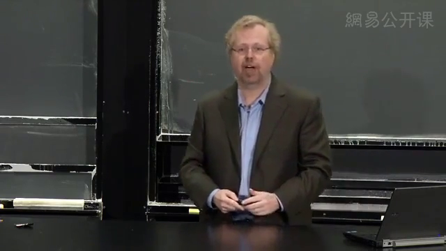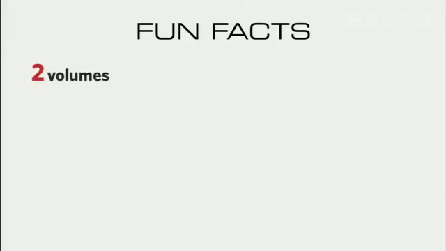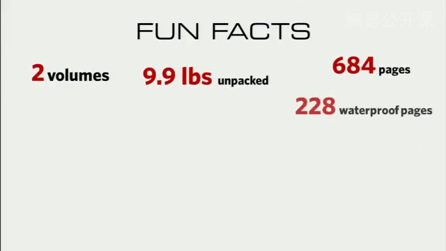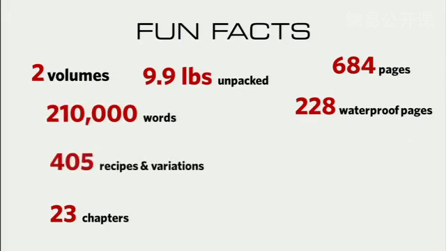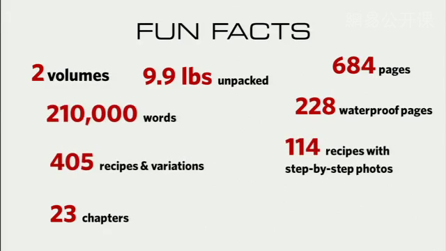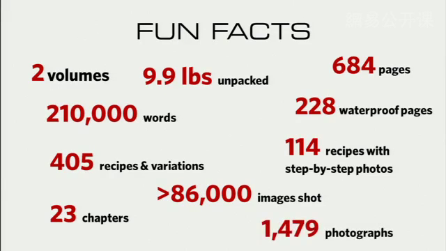So here are some fun facts about the new cookbook. 2 volumes, 9.9 pounds unpacked, 684 pages, 228 of which are waterproof, 23 chapters, 210,000 words, 405 recipes and variations, 114 step-by-step photos. We took 86,000 images, and 1,500 photos are actually in the book. So a lot of photos.